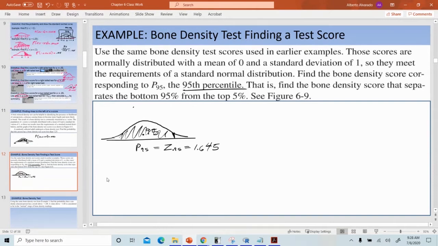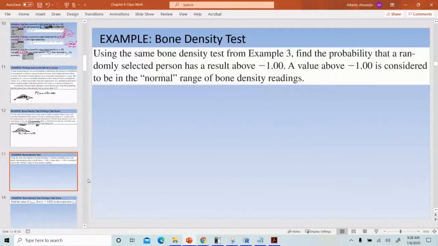Okay, so that's the z-score. Also, that's the cutoff between the bottom 95% and the top 5% of bone density scores. A 1.645 is the z-score that cuts off the bottom 95% to the top 5%. Okay. It says use the same bone density test from example 3.